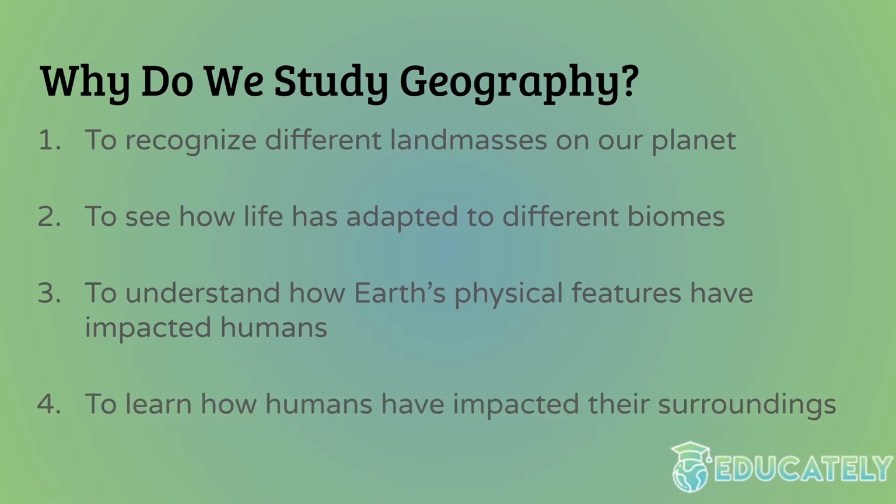We also study it to learn how humans have impacted their surroundings. This ties back into the idea of climate change, pollution, and how humans have been negatively impacting these ecosystems. And it's important to know this because if we want to fix those problems, we have to understand how they started, and we can't expect to fix them if we don't see the consequences and what humans have been doing.